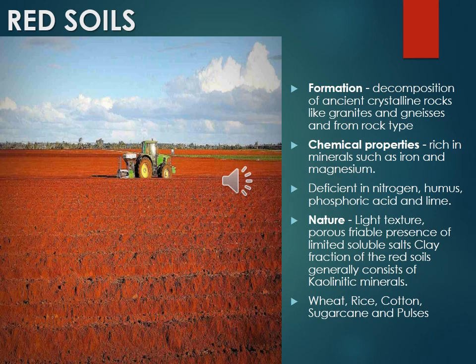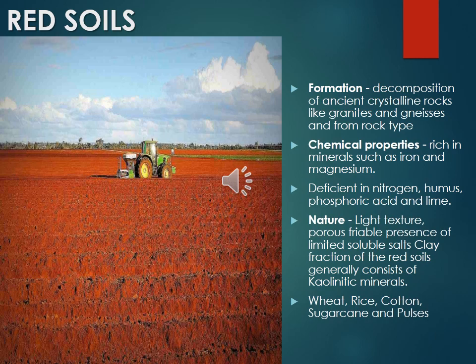So the nature of red soil is light texture, porous, friable, with limited soluble salt. The clay fraction generally consists of kaolinitic minerals. Red soil sometimes compacts together and forms like a rock, and that rock surface consists of kaolinitic minerals.